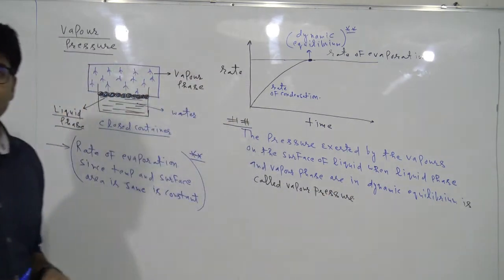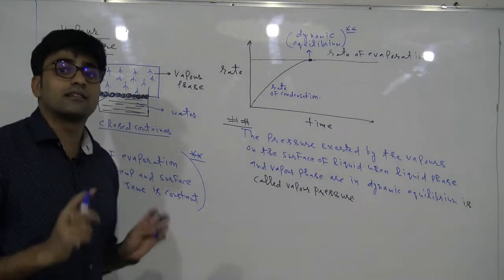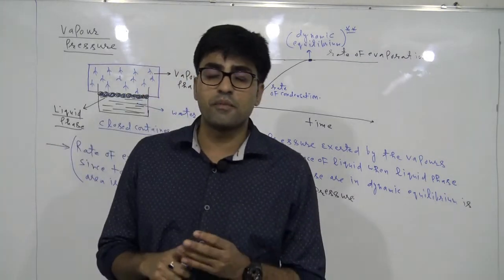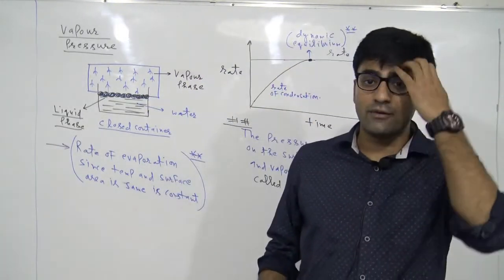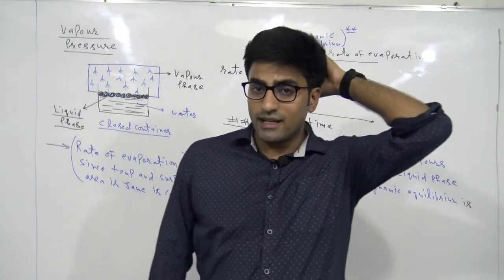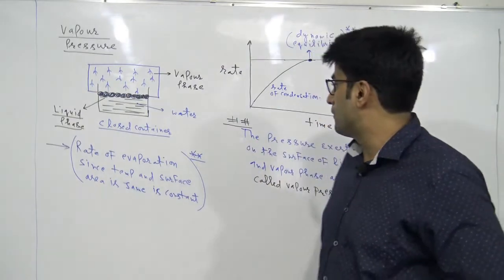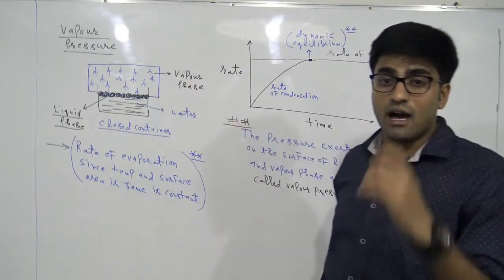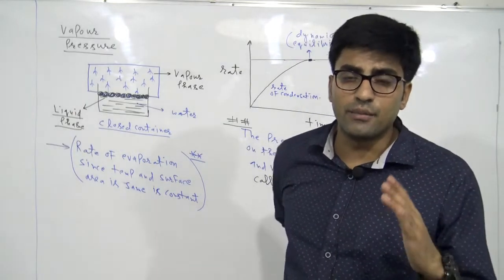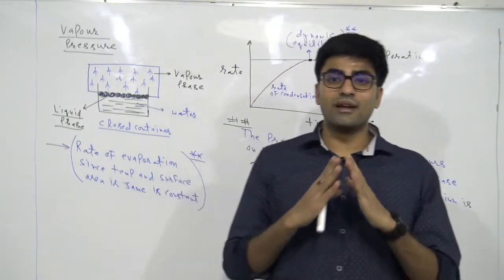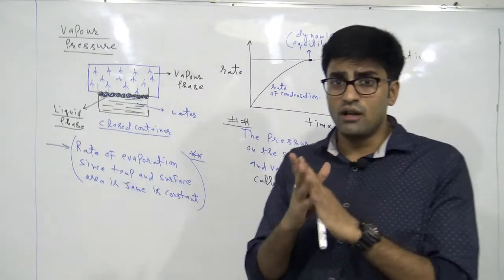Okay, so this is the definition of vapor pressure. I hope the definition is crystal clear to you now. What are the key points for vapor pressure? First key point is we can only define vapor pressure when liquid phase and vapor phase are in dynamic equilibrium. And second point, what is the meaning of dynamic equilibrium? The meaning of dynamic equilibrium is that the rate of evaporation and the rate of condensation is equal, right?